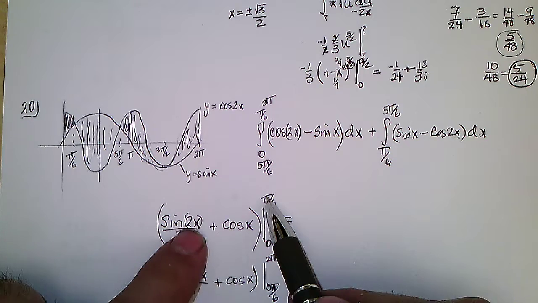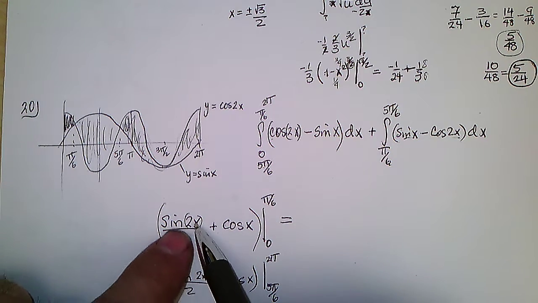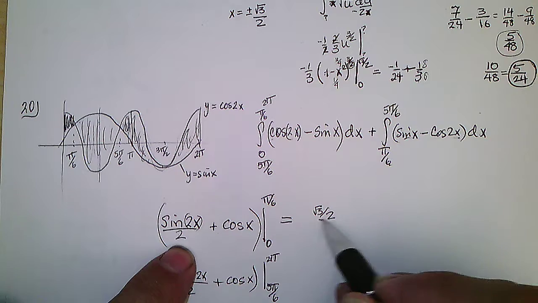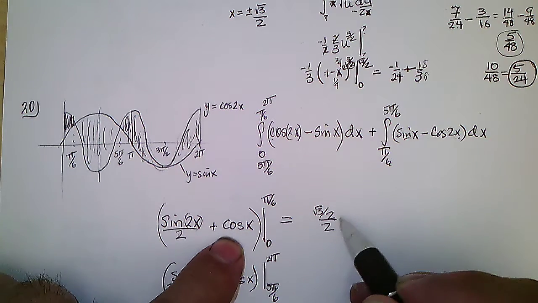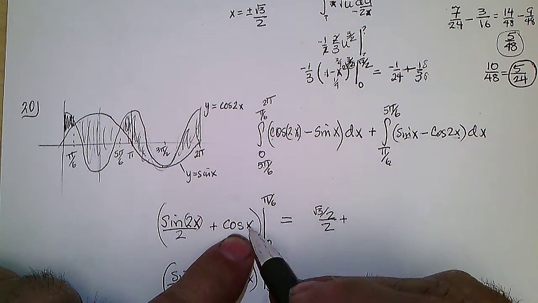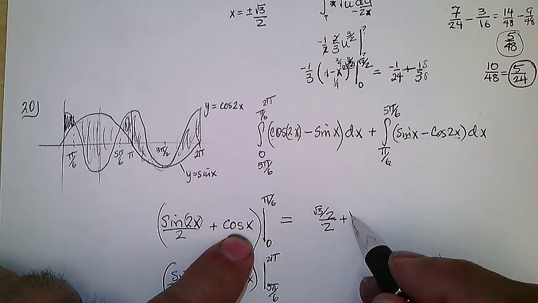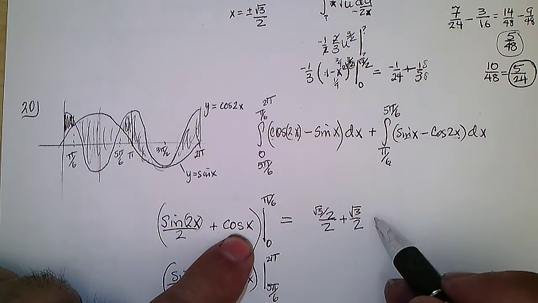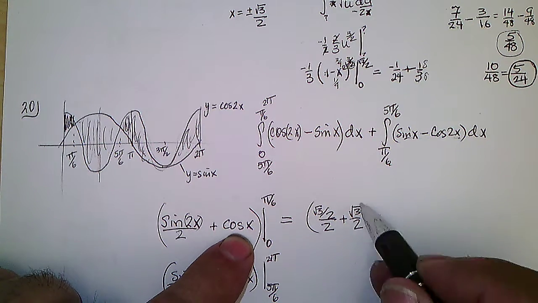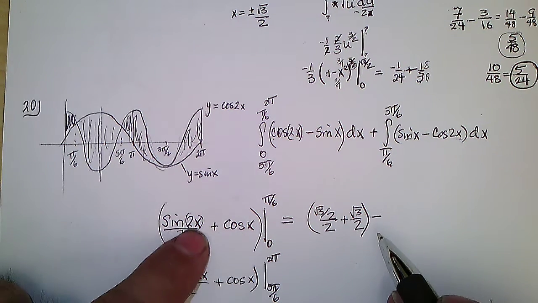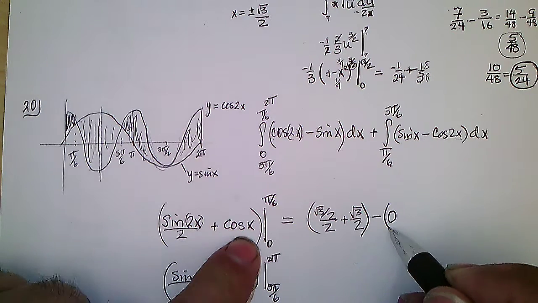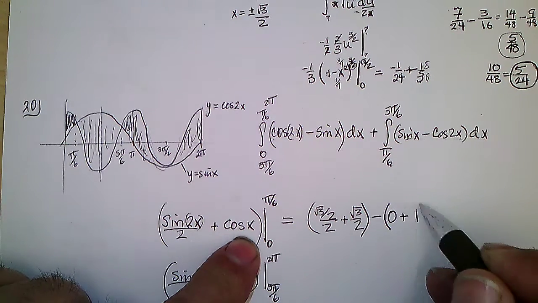Pi over 6 times 2 is pi over 3. Pi over 3, the sine is square root of 3 over 2 over 2, plus the cosine of pi over 6 is the square root of 3 over 2, minus, put 0 in there, sine of 0 is 0 over 2 is 0, and the cosine of 0 is 1.